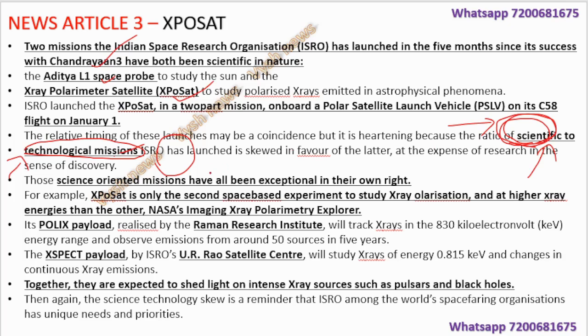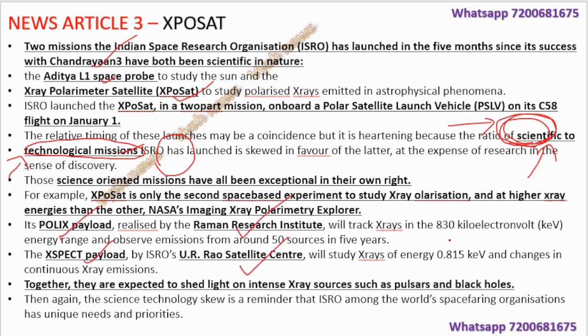XPoSat is also a space-based experiment, and it is now going to study something which is being done for only the second time in the world. And as I told, the two payloads, POLIX and XSPECT, one is by Raman Research Institute, Bengaluru, and one is by U R Rao Satellite Centre, Bengaluru, Karnataka.